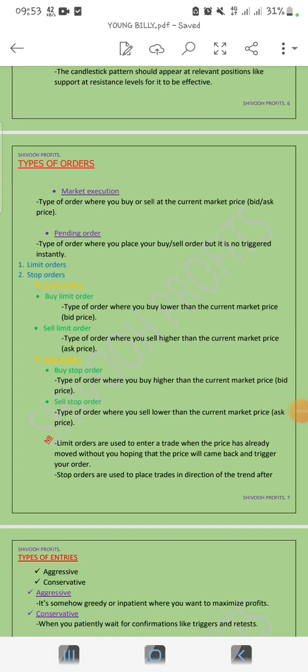Hello. So today I'm going to talk about the different types of orders, with illustrations on the real chart.